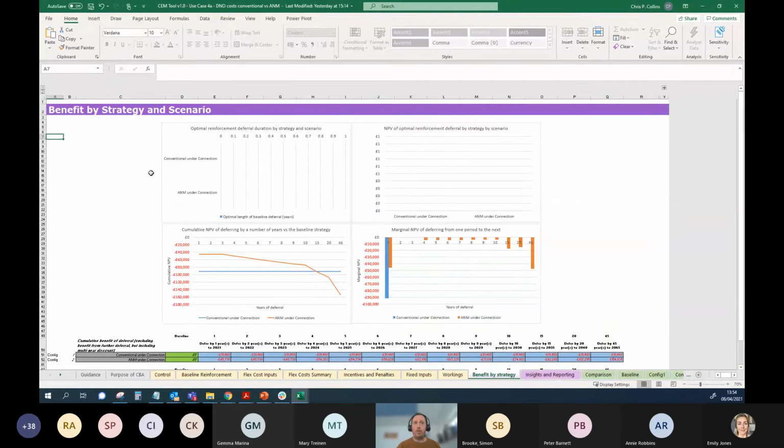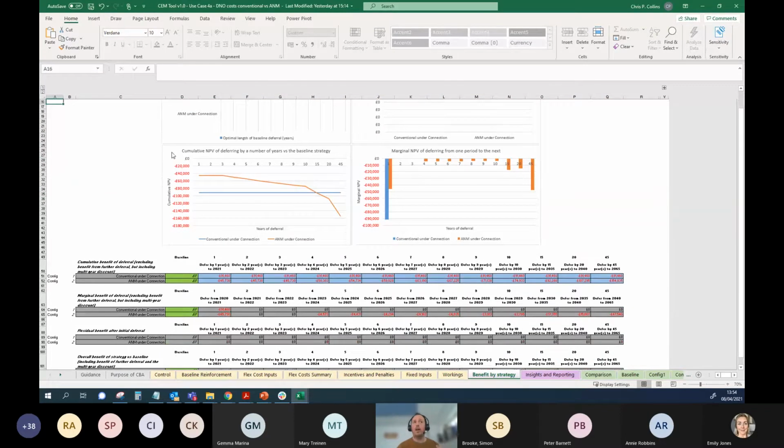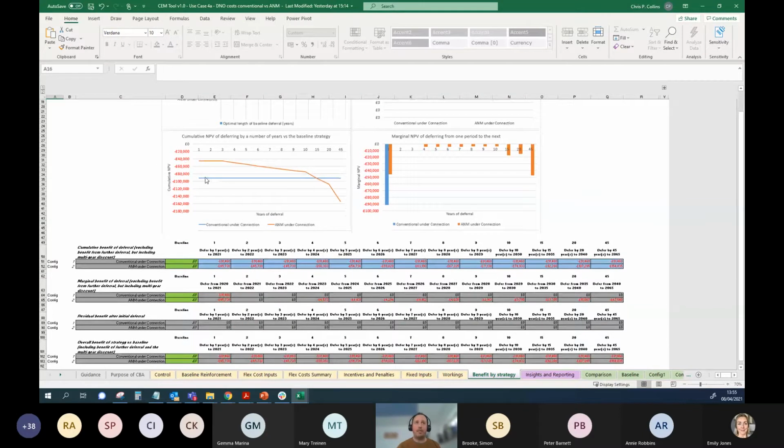So this top chart, for example, is really about comparing the baseline with the flexibility solution. We don't have a baseline because there's no conventional reinforcement here. We're just comparing two strategies. So as far as the model is concerned, two flexibility strategies, but this is conventional reinforcement, or conventional connection, I should say, versus an A&M connection. And perhaps unsurprisingly, what we're looking at is an upfront cost translates into a larger cost under the conventional solution, which means that A&M has a positive NPV.